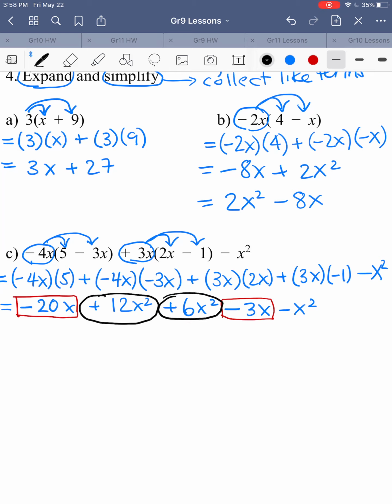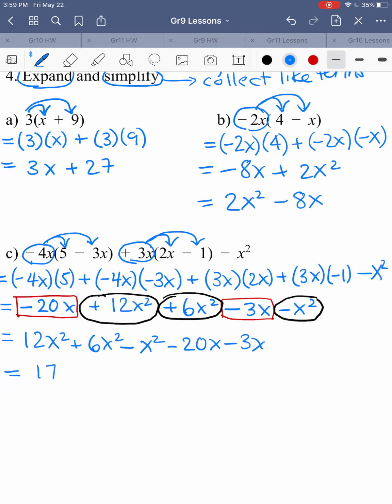And of course, you don't actually have to do this. This is just to help those of you who need a little bit of a refresher on collecting your like terms. And then we have 12x squared plus 6x squared. I'm writing those in front because we're going to try for a proper form here, like we just talked about in part B. And then we have minus 20x minus 3x. That is going to be equal to 17x squared minus 23x. And that is your final answer.